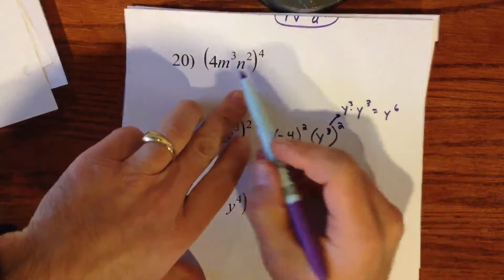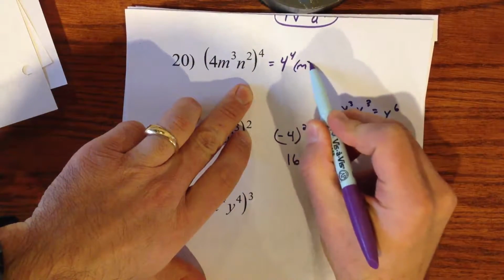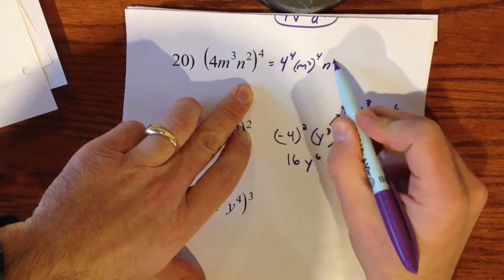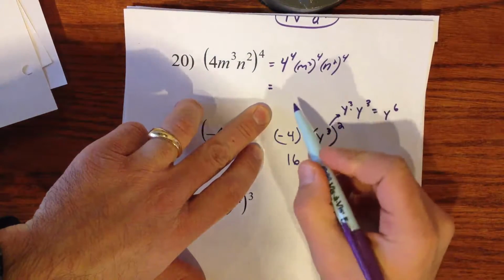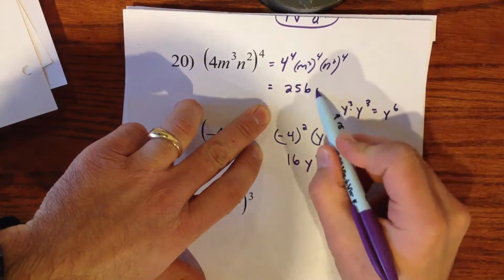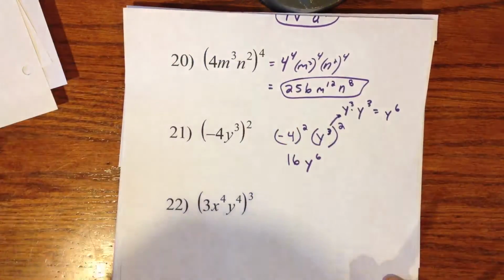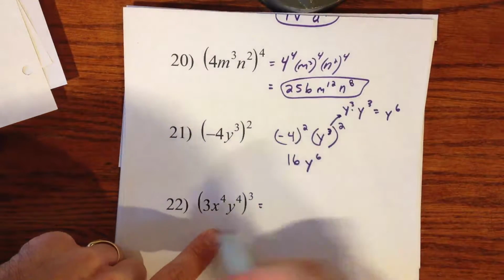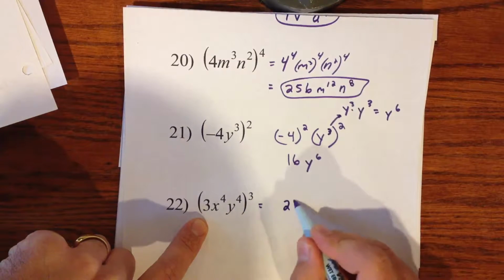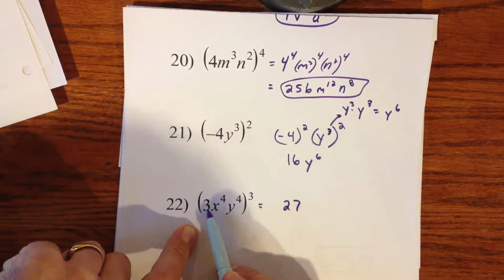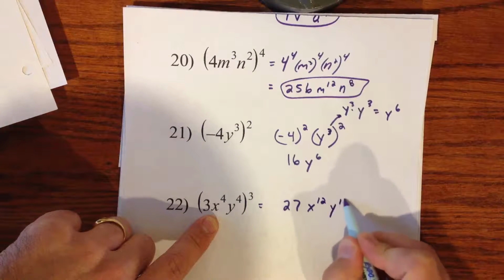We have 4 to the 4th power, so we got to take everything to the 4th power. 4 to the 4th power, m cubed to the 4th power, and n squared to the 4th power. So 4 to the 4th is 256, m to the 12th, n to the 8th. Okay, last one. Or not even close to the last one. Alright, 3 to the 3rd power is 27. 3 times 3 is 9. 9 times 3 is 27. Both of these are going to be the 12th.